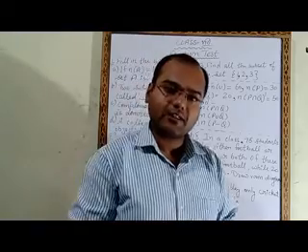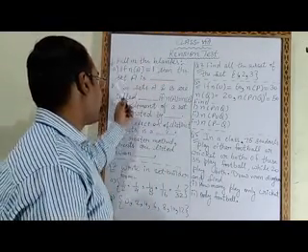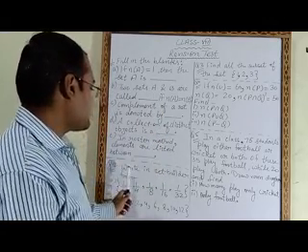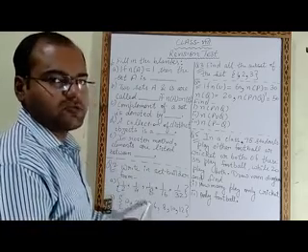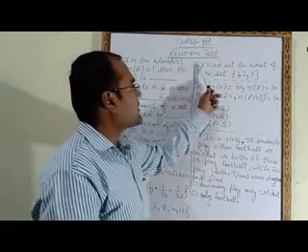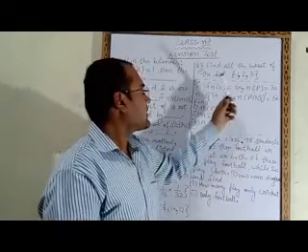So the questions are like this. The first question is fill in the blanks. There are 5 parts in this question. The second question is write in set builder form. There are 2 parts, and we have to write both parts in set builder form. Question number 3 is we have to write all the subsets of this set.